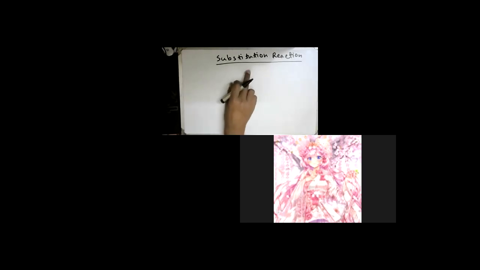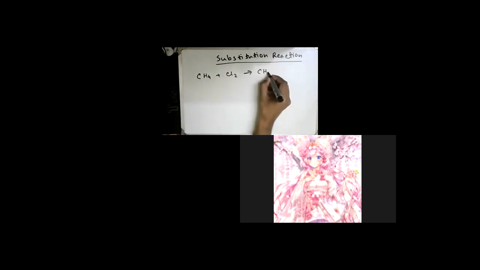So, substitution reaction of alkane. For example, methane, CH4. If methane reacts with chlorine, then what will happen? One chlorine atom from the chlorine molecule substitutes one hydrogen from methane. So if one hydrogen is substituted by chlorine, then CH3, there is no one hydrogen. Instead of hydrogen, chlorine will be here, okay?